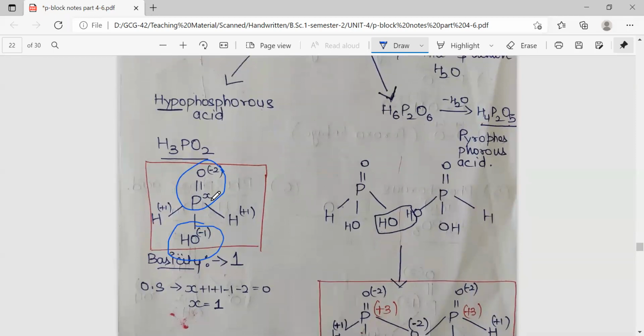Oxidation number is going to be X -3 + 2 is equal to 0. That means X comes out to be +1.